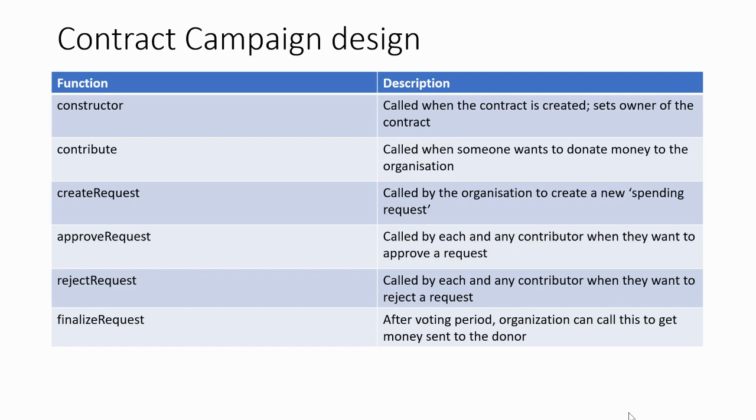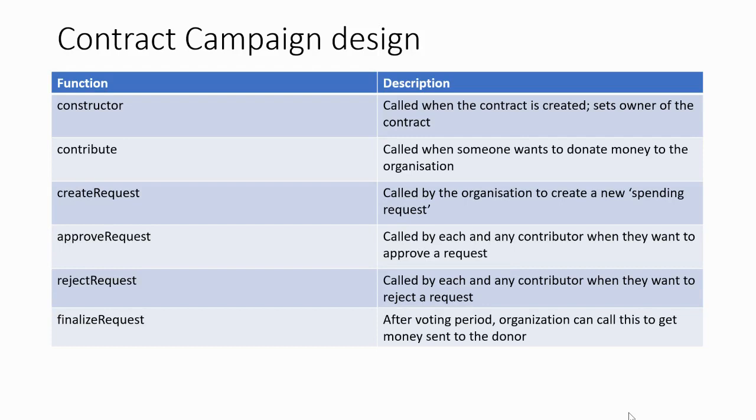There is the create request function, which can only be called by the organization when they wish to create a new spending request. Then there is approve request, which is called by each and any contributor when they want to approve a request. Reject request does the same thing, except it rejects a request instead. And lastly, there is a finalized request, which is called by the organization once voting period is over, and only if the sum of balance of those who approved the request is more than the sum of balance of those who rejected the request.